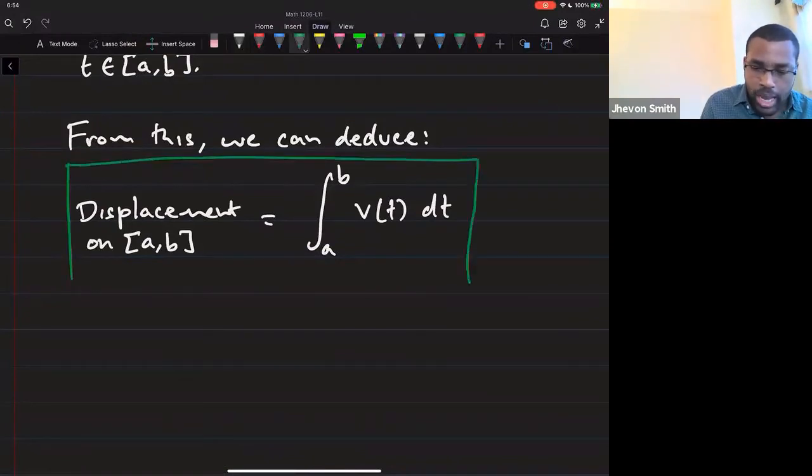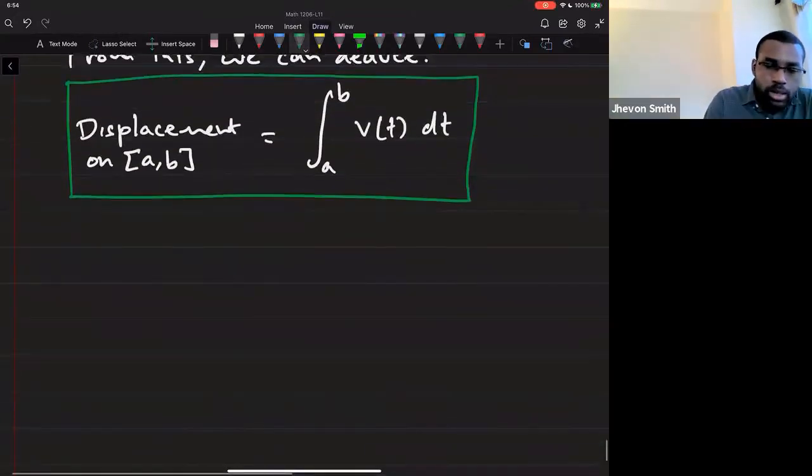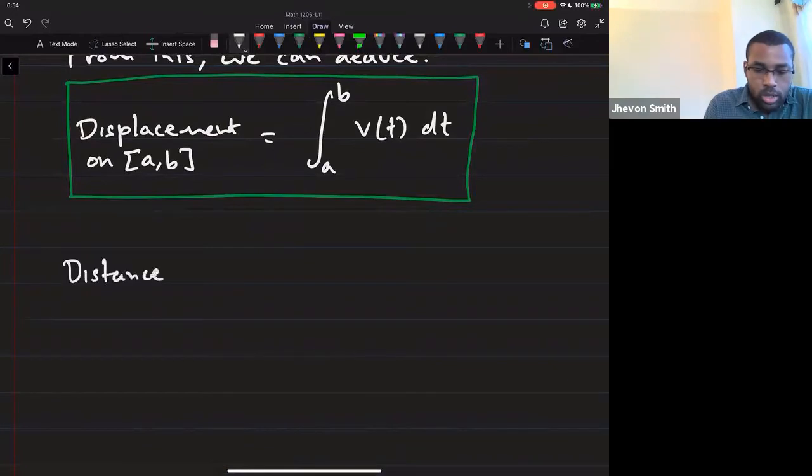Now you might say, well, how would I get total distance traveled? Well, we don't want the different directions to count against each other. So positive versus negative. You want it, for example, to always be positive. Always think of the absolute magnitude of the distance, right? So now, distance traveled on [a, b].